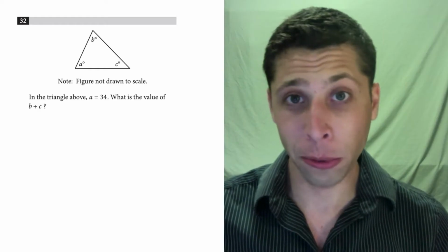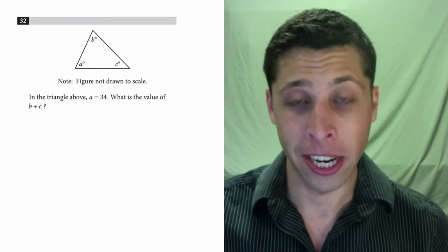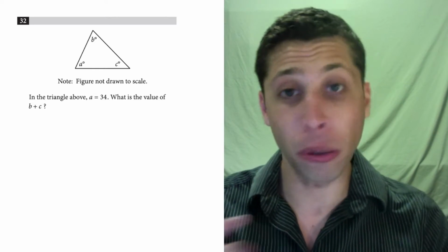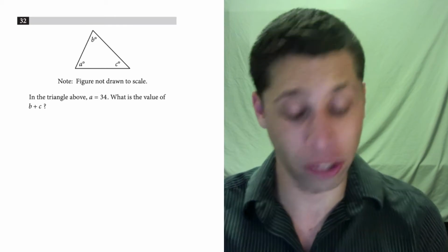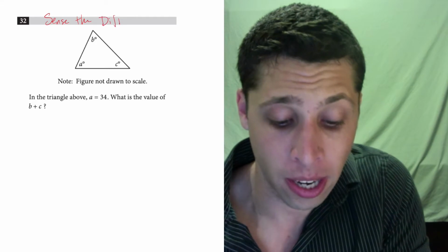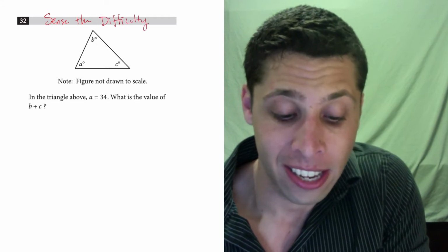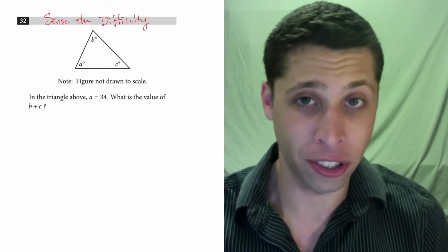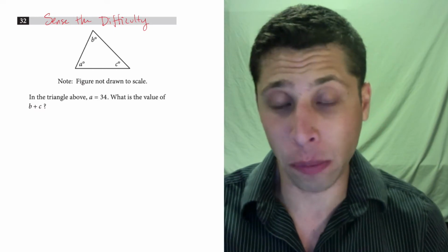Now for number 32, even if you don't like geometry, remember that this is the beginning of the grid-in free response portion of this section. So sense the difficulty. This is supposed to be fairly easy. So don't get intimidated into quitting just yet. Take a look at what you've got and see if you can make sense of it.